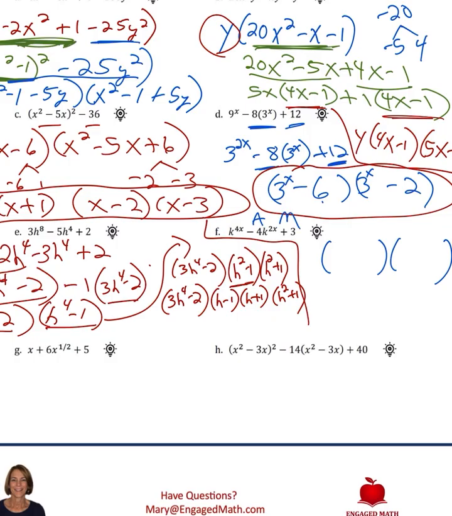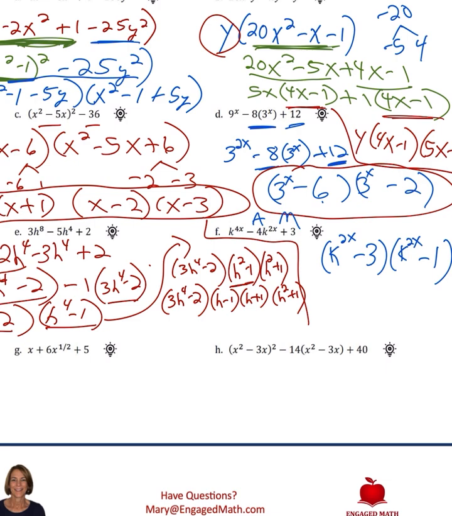And so we just have to add to -4, multiply to +3. So that would be a -3 and a -1. And then in this first position, we can just put the square root of k to the 4x. If that first term was x squared, we'd put x in each parentheses. So just like here, we're going to take the square root of k to the 4x and make it k to the 2x and k to the 2x.